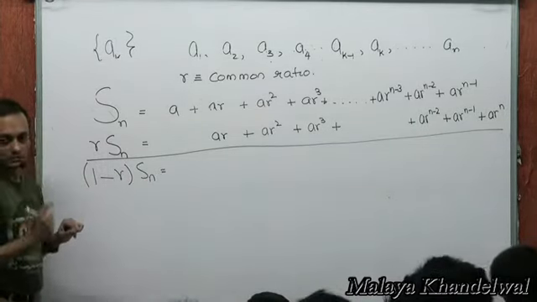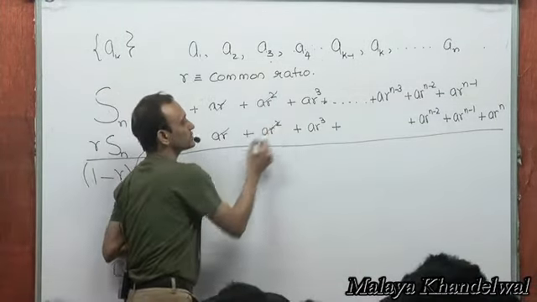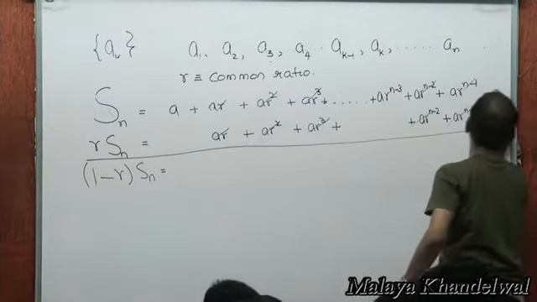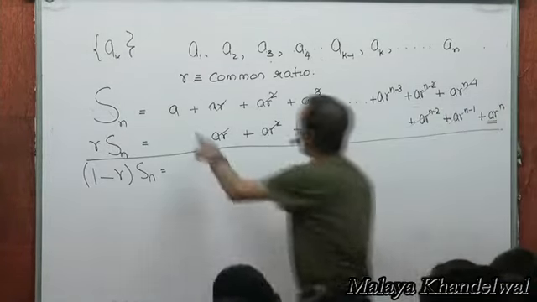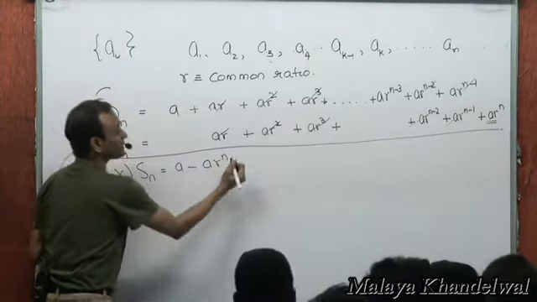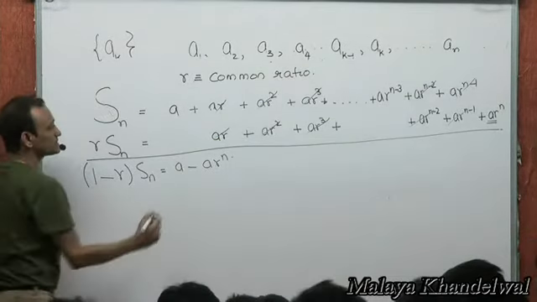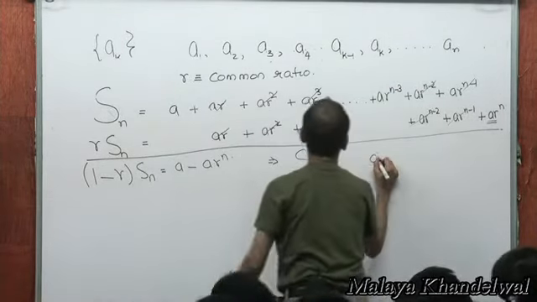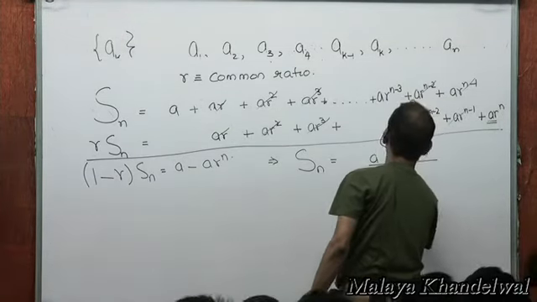equals, do you realize this will get cancelled with this? This will get cancelled with this. This with this. This with this. This with this. There is only one unattended term here, which is AR to power n. Right? And A. So then I end up getting A minus AR to power n. Yes or no? This gives me Sn, sum of n terms, as A into 1 minus common ratio to power n divided by 1 minus R.